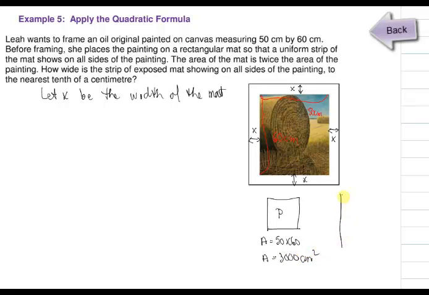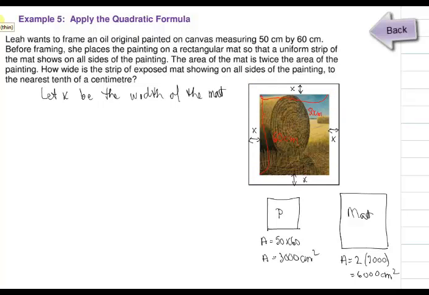Now the mat is bigger than the painting, and we know that the area of the mat is twice the area of the painting. So the area of our mat is twice 3,000, so we get 6,000 centimeters squared. Okay, so we're going to take all this information now and we're going to find out how wide this mat is all the way around your painting.